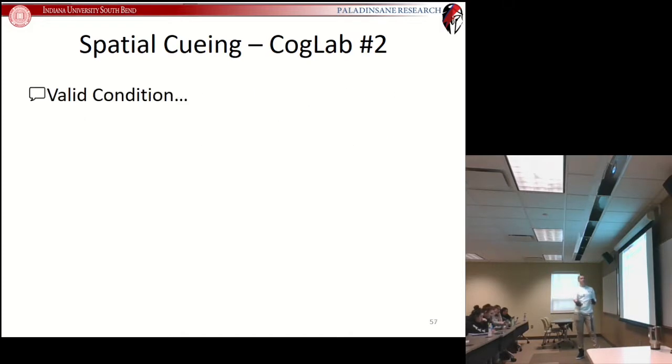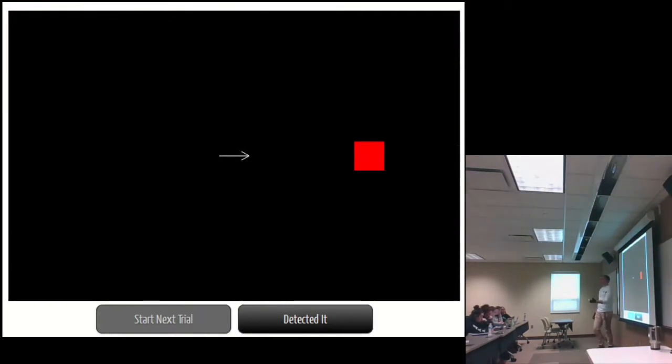And as we can see in the valid condition, you were very fast because even though you were focusing your eyes on this location here, your covert attention moved to this location over here. So it was there, it was ready, it was good to go, and once that red square popped up, your attention was already there. All you needed to do was to process that there was a red square there, and you could hit that detected it. So you would be very, very quick in that valid condition.